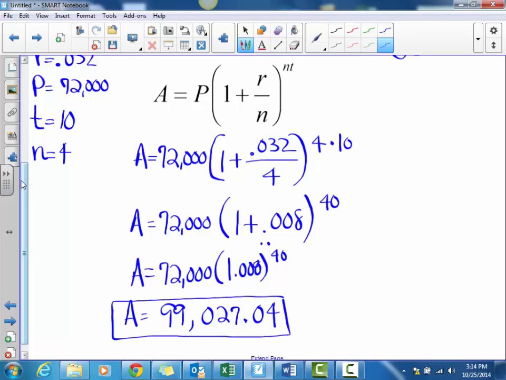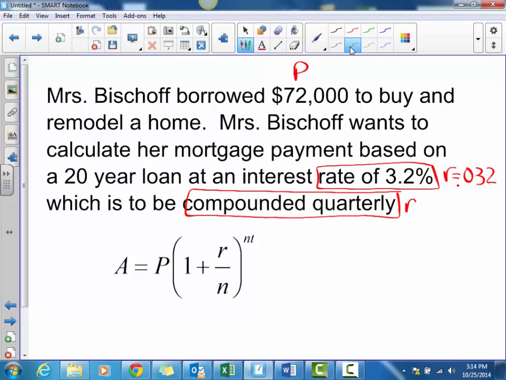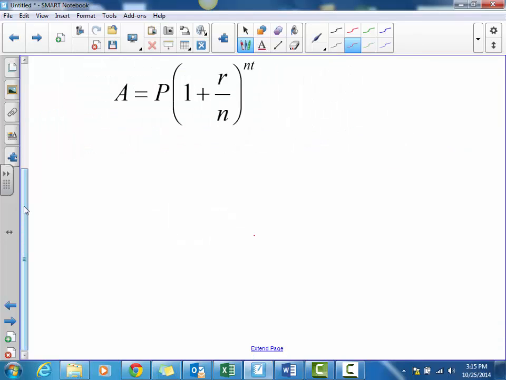So my $72,000 loan is going to end up being a $99,000 loan when I repay it. Now I'm going to borrow that same amount of money, $72,000, only this time I'm going to take out a 20-year loan. So the amount I borrow, P, is $72,000. My rate, still 3.2%, as a decimal is 0.032. It's compounded quarterly, so N is still 4. And again, the time on this loan we're going to change to 20. So this is going to be a 20-year loan, or T equals 20. T is the only number that has changed in this situation.